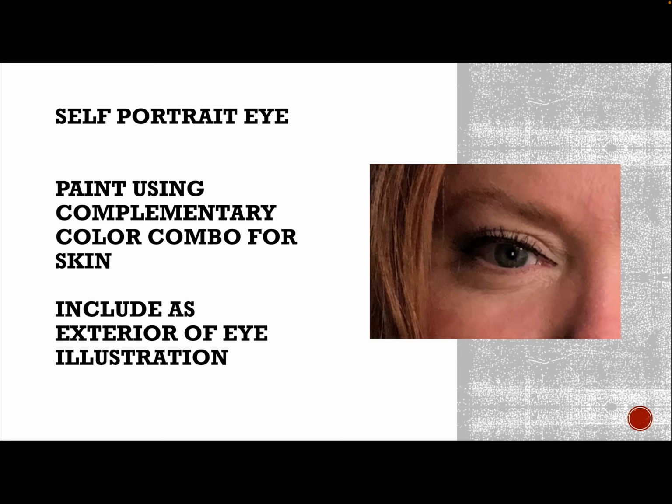So the self-portrait portion, you will need a photograph. So you can see I have a photo here of my own eye, and it is cropped. And so we'll talk about taking a photo today and cropping it down so that it is just this little rectangle. You will paint that using the complementary color combination that works for your skin. And it will be included as the portion of the eye that shows the exterior of the eye for your illustration.